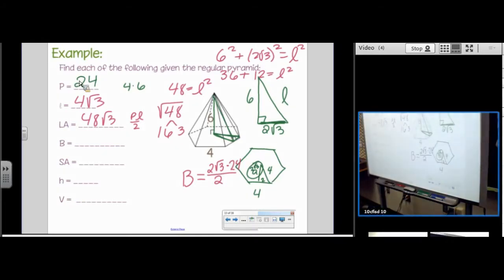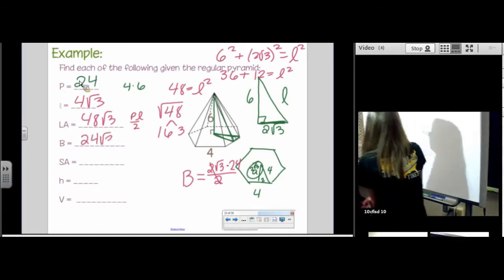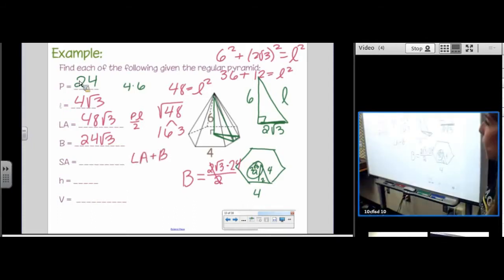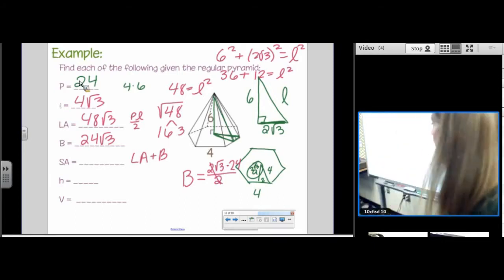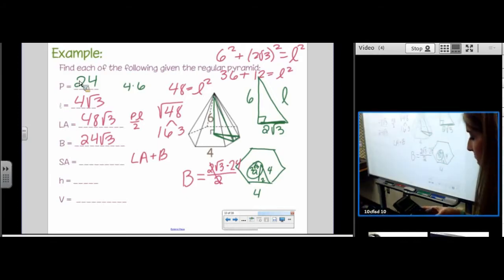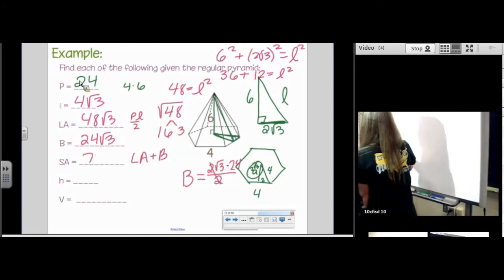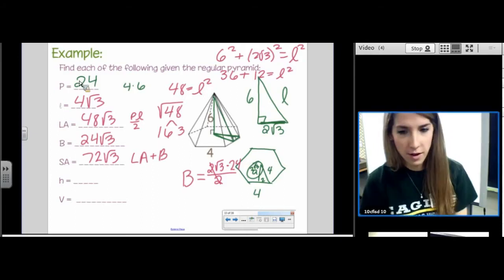The area of a hexagon is apothem times perimeter divided by 2. That's not so bad. It's just 24 root 3. Whew! The surface area is LA plus B. So it's just 48 root 3 plus 24 root 3. Those are like terms, so we're allowed to add them. 48 plus 24. The surface area is 72 root 3. Whew! We can do this.